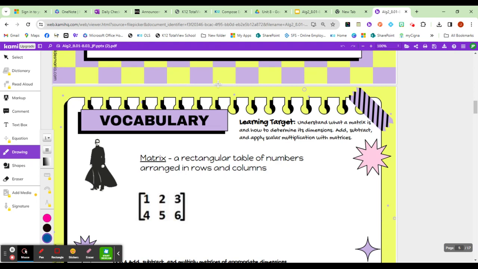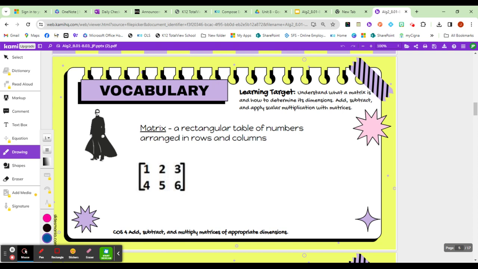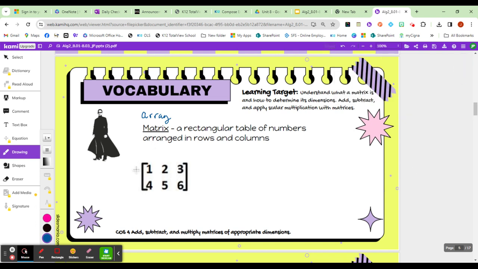I'm going to start with the definition of matrix. I don't know if any of y'all have seen the Matrix movie, but I thought it would be cool to incorporate this image here. A matrix is something you probably learned, just the term. Maybe they didn't call it a matrix, but they may have called it an array. Anytime you take numbers or letters and write them in rows, our rows are going to go from left to right and our columns are going to go up and down.